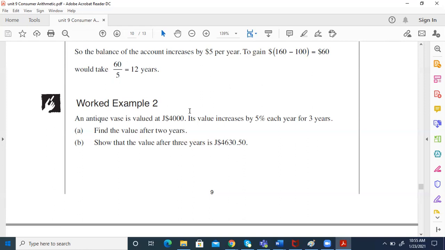So 4,200, add 210 to 4,200, so you get about 4,410, right? So that would be the value after 2 years. And then it's to show that the value after 3 years is this. You can show it by just going ahead and doing this process for 3 years, and then you would get this 4,630 and 50 cents, right?